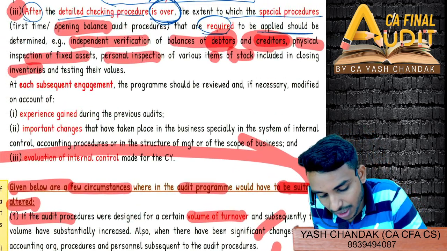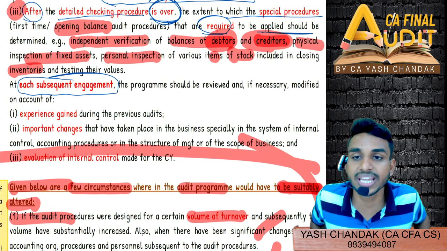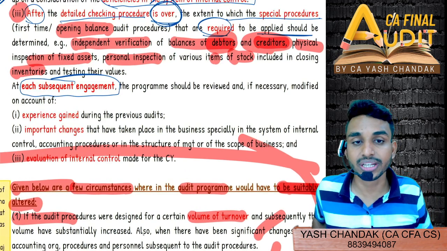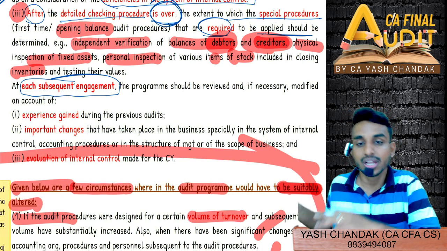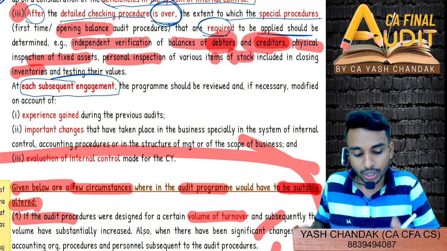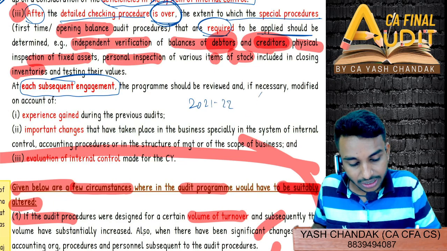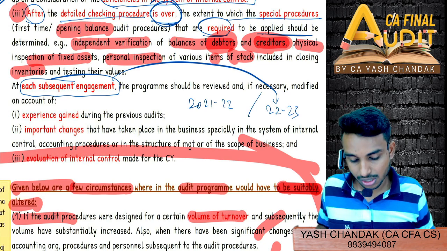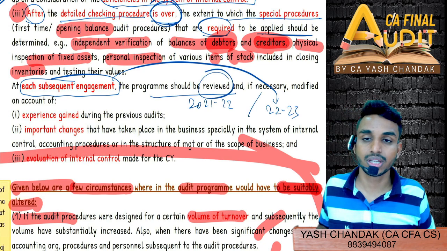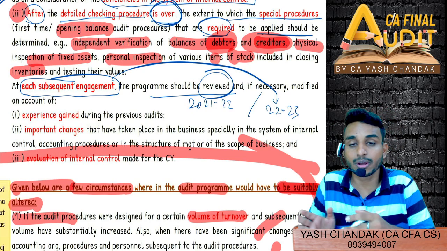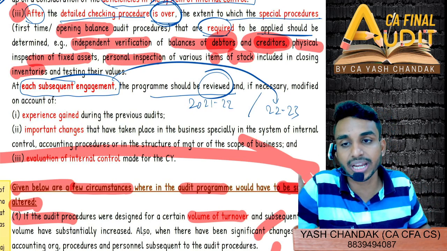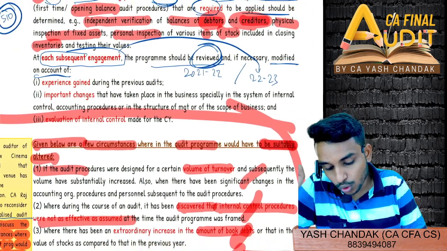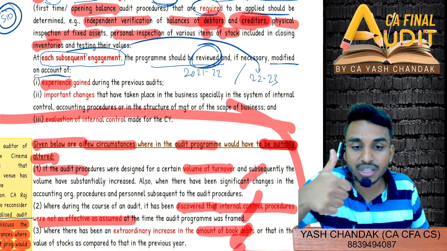Now, at each subsequent engagement, what do we mean by subsequent engagement? Next time, that is the recurring audit, the same audit which you performed last year. Suppose the initial audit was in 2021-22, then the recurring or subsequent engagement is in 2022-23. The program should be reviewed again. You have to review the program because it was based on the first-time audit engagement, and if necessary you can modify it, because now you have experienced the first audit.